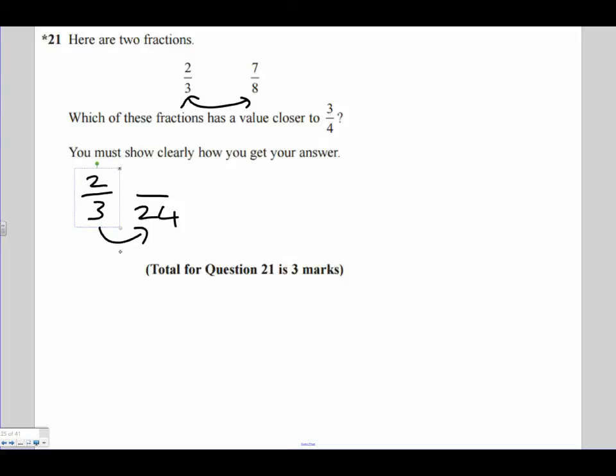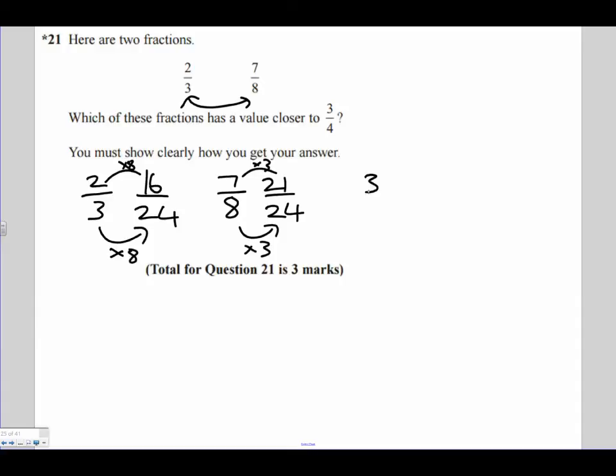So to get from 3 to 24, I've multiplied it by 8. So I have to do the same to the numerator. So 2 times 8 gives me 16 over 24. 16 over 24 is exactly the same amount as 2/3, just written in a different way. Now let's look at 7/8. Again, if we make it something over 24, our denominator is 24, I've multiplied it by 3. And if I do the same to the numerator, 7 times 3 is 21. So 7/8 is exactly the same amount as 21 over 24.